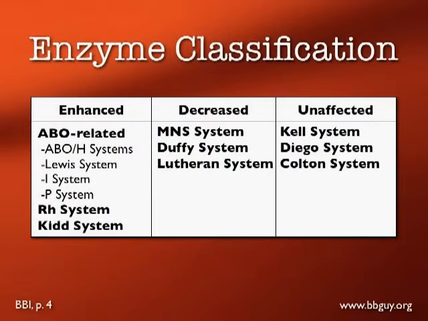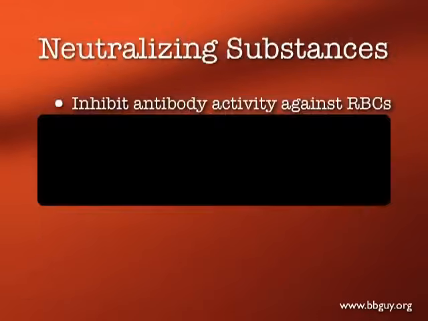So that leads me to the enzyme classification, and this is what we're going to use in just a minute to go through the different blood groups. Basically, you throw in proteolytic enzymes with red cell antigens and antibodies, and you can either enhance their effect, decrease their effect, or basically leave them unaffected. And these are the main groups that we're going to talk about in just a few minutes. But before we get to that, let's talk about a couple of other things.